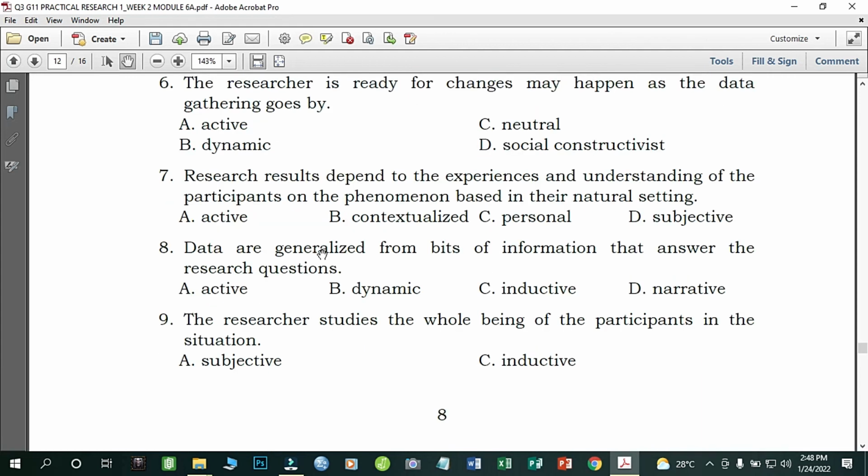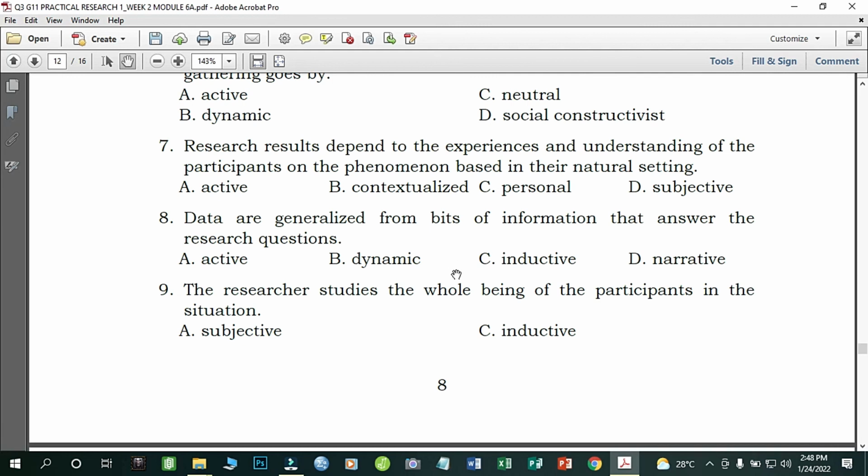Number 7, research results depend on the experiences and understanding of the participants on the phenomenon based on their natural setting. A, active; B, contextualized; C, personal; D, subjective. Okay, the correct answer is letter B, contextualized. Okay, number 8, data are generalized from bits of information that answer the research question. A, active; B, dynamic; C, inductive; D, narrative. Okay, correct, it's letter C, inductive.